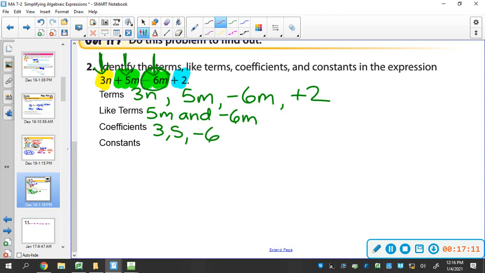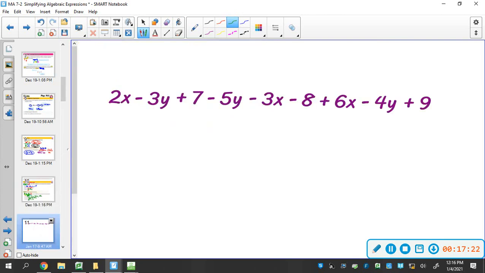On the last one here, since there is no variable, that wouldn't be a coefficient, that is a constant. So our only constant there is 2. Okay? You should have this in your notes. I want you to try to find what the like terms are, if that means highlighting, boxing, underlining, triangles, whatever. Go ahead and try to find the like terms. Go and pause the video and try that.